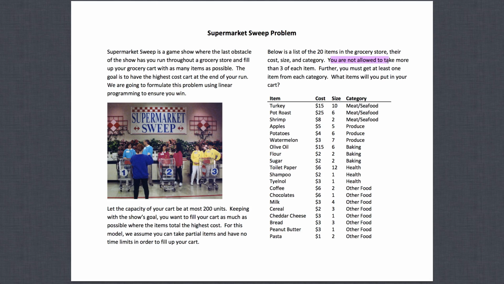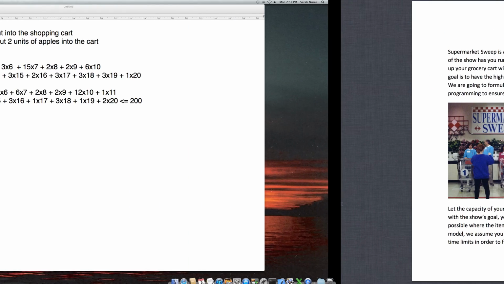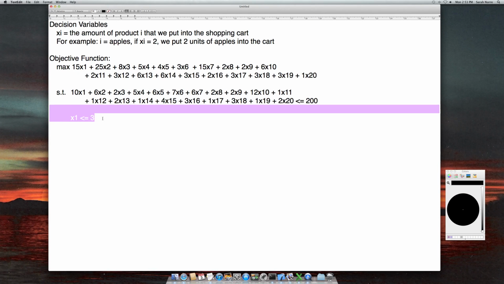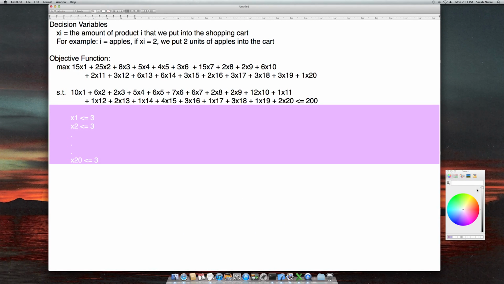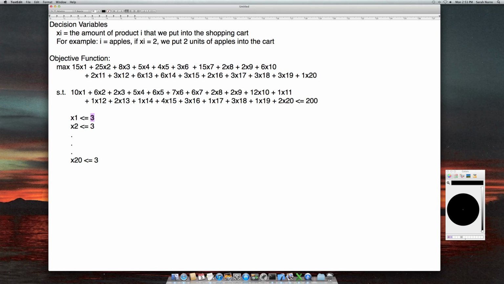Here's the next constraint. You're not allowed to take more than 3 of any or each item. So I can't have more than 3 turkeys, 3 cereal boxes, and so on and so forth. To do that, I just write it like this. I limit each variable to the amount I take and limit it by 3.